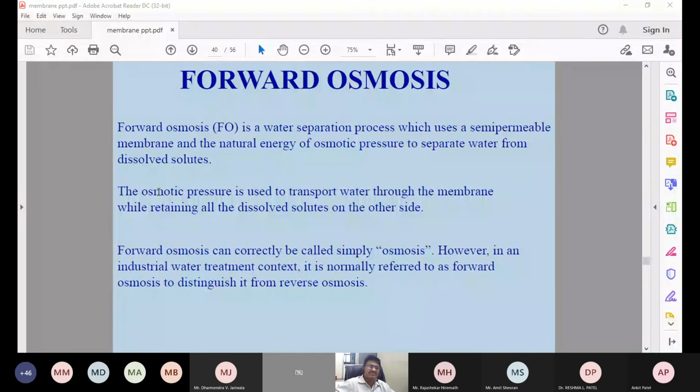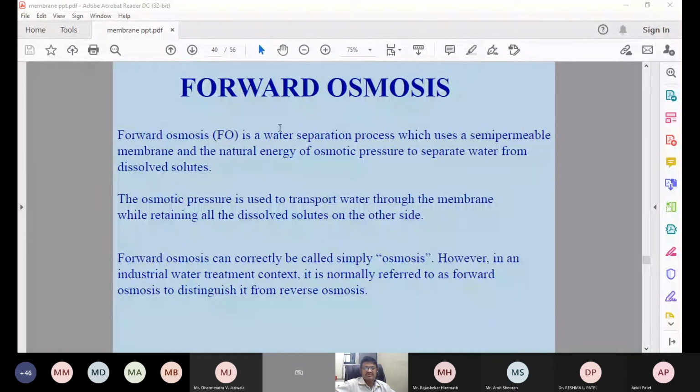Now comes forward osmosis. This is a very new technique. Earlier we were using reverse osmosis. Now comes forward osmosis. This is the newer technology. Forward osmosis is nothing but a simple osmosis. I have told you what is happening in osmosis, from lower concentrate to higher concentrate, or from higher concentrate to lower concentrate.